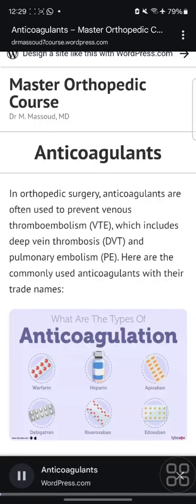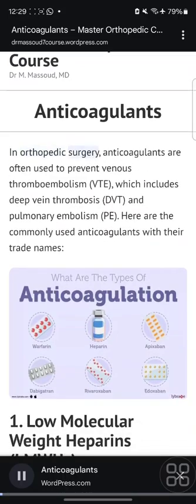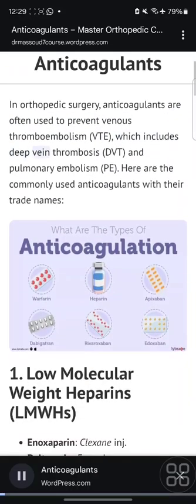Anticoagulants. In orthopedic surgery, anticoagulants are often used to prevent venous thromboembolism, VTE, which includes deep vein thrombosis, DVT, and pulmonary embolism, PE.